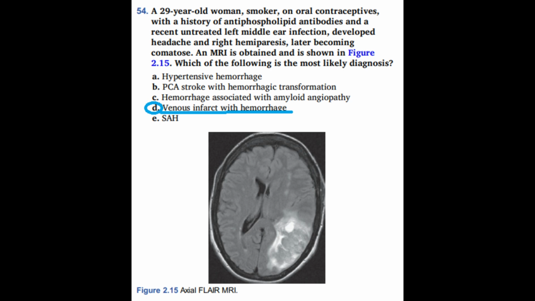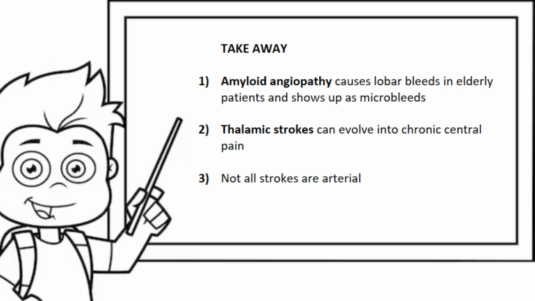Before we end this podcast, let me leave you with 3 takeaways. 1. Amyloid angiopathy causes lobar bleeds in elderly patients and shows up as microbleeds on GRE MRI. 2. Thalamic strokes can evolve into chronic central pain, which we call Dejerine-Roussy syndrome, and this is due to disrupted sensory pathways. And lastly, not all strokes are arterial. Venous sinus thrombosis is a dangerous masquerader with unique imaging and treatment needs.